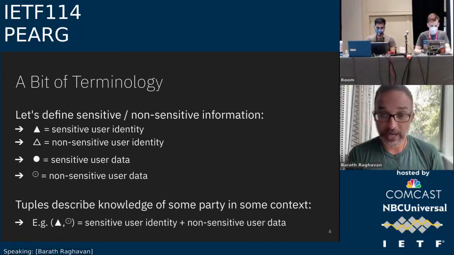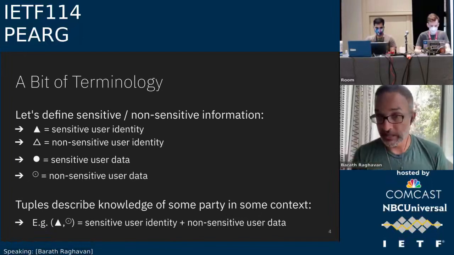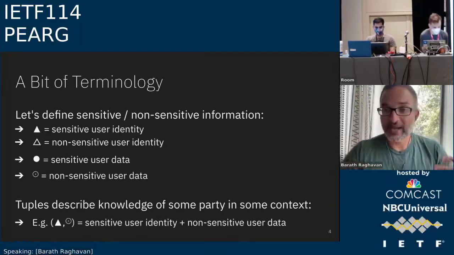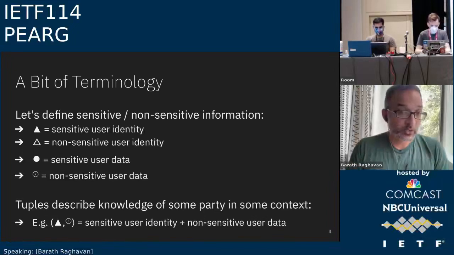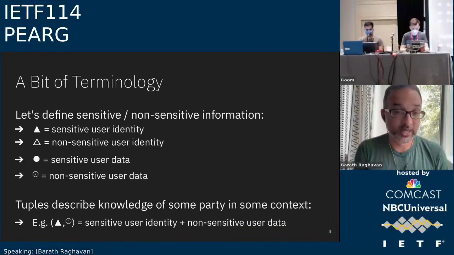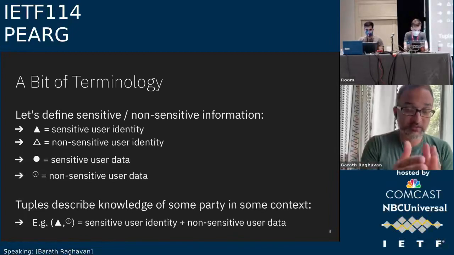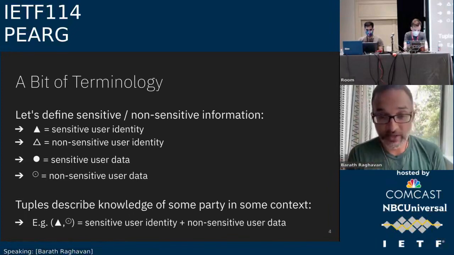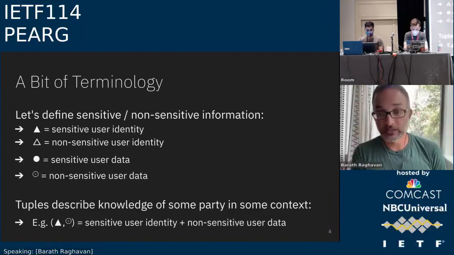Then sensitive user data, again, is context specific, but it could be everything from the actual contents of a request that I make to some service, or the response that comes back. And non-sensitive user data would be, for example, the fact that I did make a request, but no content of that request. Then we can describe using a tuple: there is some party in some context that has some knowledge about the user. We're going to talk from a single user standpoint for the moment. If I write it like this, a filled triangle and a hollow circle, then we're talking about somebody who knows sensitive user identity and non-sensitive user data.